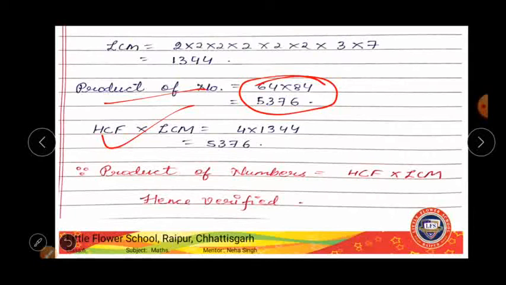Now the product of HCF and LCM and the product of the numbers is the same, right? Product of numbers equals HCF into LCM, hence verified. Since we need to verify, we will write here hence verified. The product is the same, hence the relationship is verified. The relationship we had studied about HCF and LCM is verified in this question.